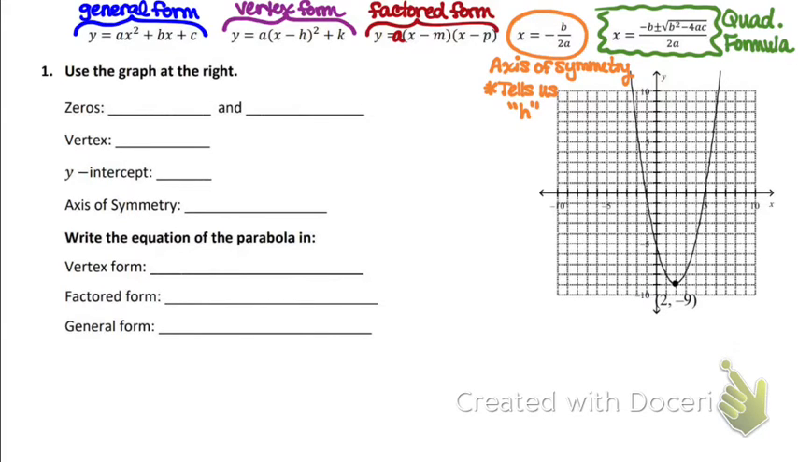First thing they want me to do here is to find the zeros. Can you guys give me some synonyms for zeros? X-intercepts. What else? Solutions. What else? Roots. So when I go to look at this graph, and they want me to tell them the zeros, where am I looking? Yep, look on the x-axis. So I see one right here, and I see one right here. These are my zeros.